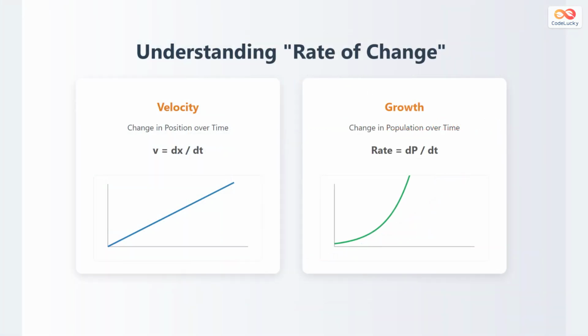To understand these equations, we must recall what a derivative represents, a rate of change. For example, velocity is the rate at which position changes over time. Growth is the rate at which a population changes. Differential equations simply describe these relationships mathematically.